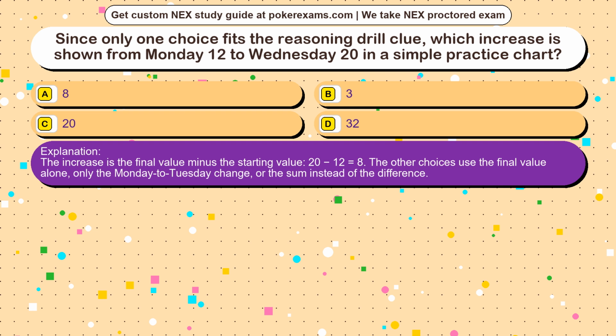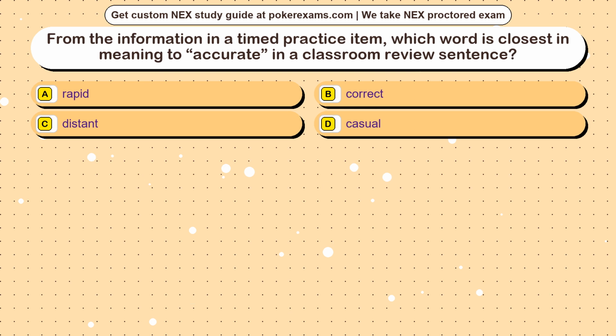Question 22. From the information in a timed practice item, which word is closest in meaning to accurate in a classroom review sentence? Option A, rapid. Option B, correct. Option C, distant. Option D, casual.